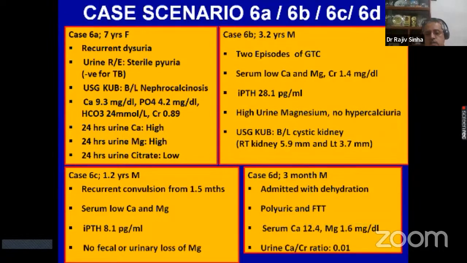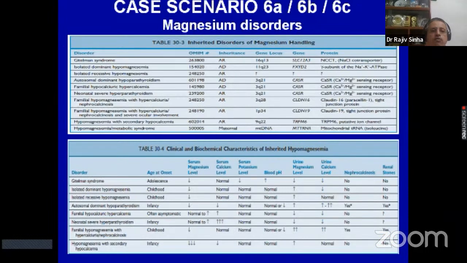And the last one is a 3-month-old boy admitted with dehydration, found to have polyuria and polydipsia. And here we have a high calcium and a borderline magnesium, and the calcium creatinine ratio is quite low, 0.01. So these are various magnesium disorders, and we can add in. I'll not go into them in detail, but I'm sure you can identify some of our cases there.